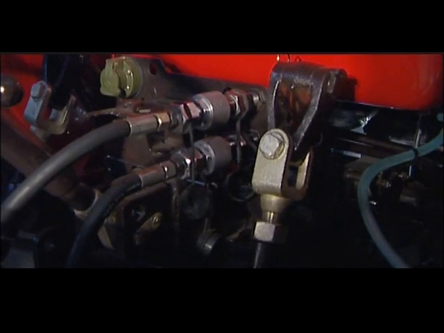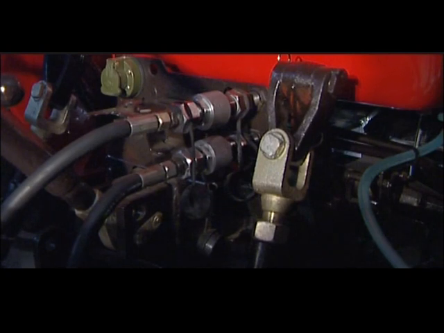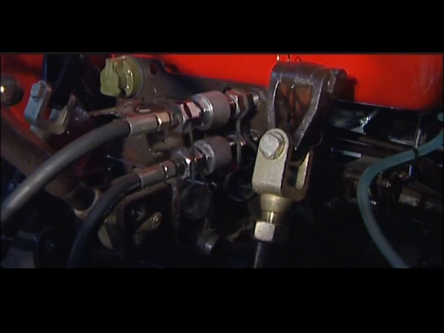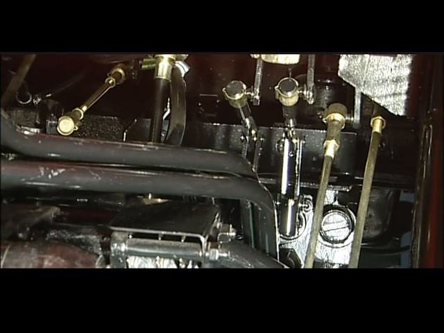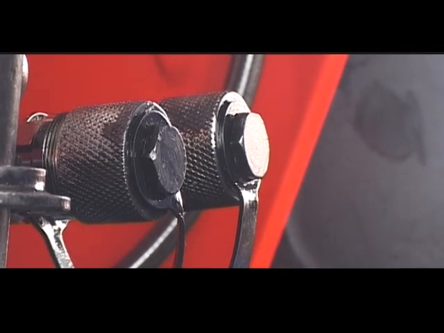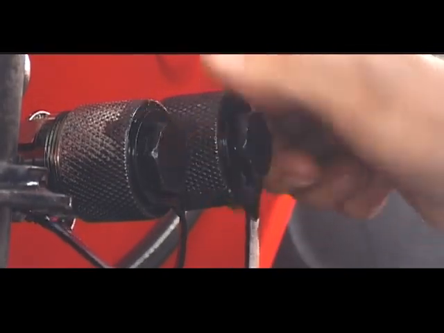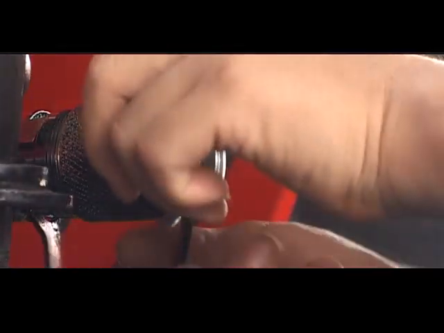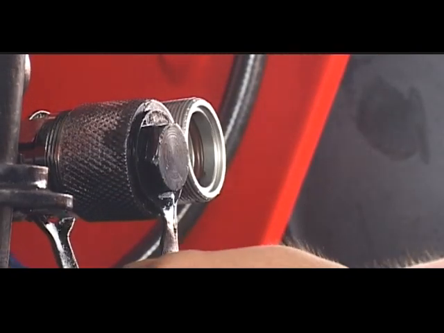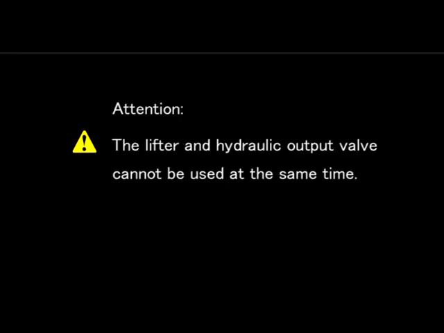Each control valve is composed of 2 ZG half-inch female quick joints, which are connected with the 2 male quick joints of the implement. When hydraulic joints are used, it is necessary to complete the following work, and then the male joints can be connected with the female joints. Engine flameout. Move down the implement. Move fore and aft the hydraulic output valve lever to eliminate the interior pressure of hydraulic quick joints. Remove the plastic cover of the female joints. Clean the quick joints. Attention! The lifter and hydraulic output valve cannot be used at the same time.